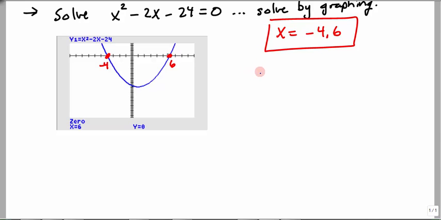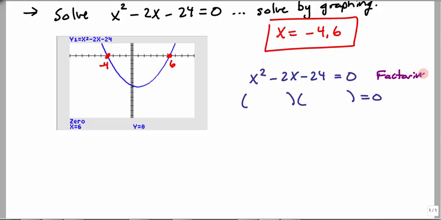Now a couple of other things. Here I have x squared minus 2x minus 24 equals 0. I could have also solved this by factoring. So this is another method I could have used. And again, my math lab doesn't know what method you use, so choose what method you like best.